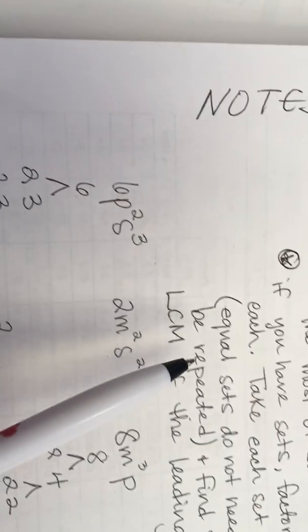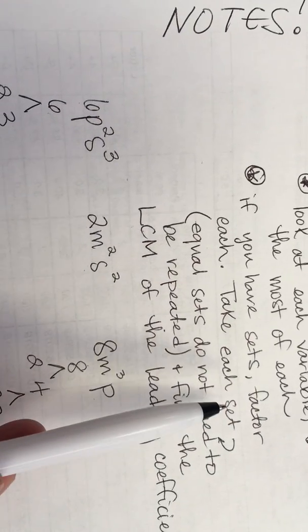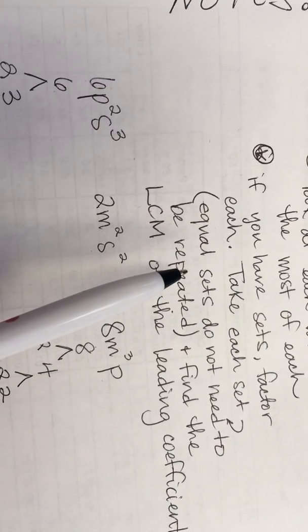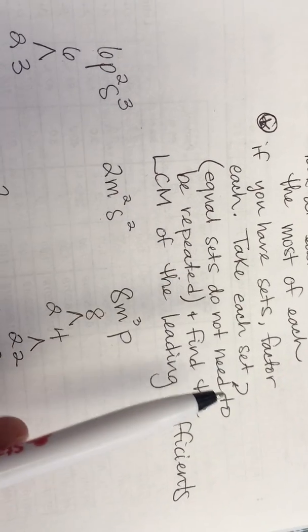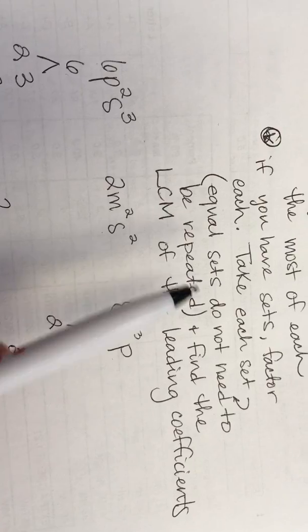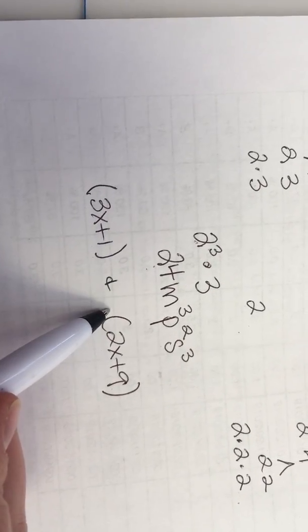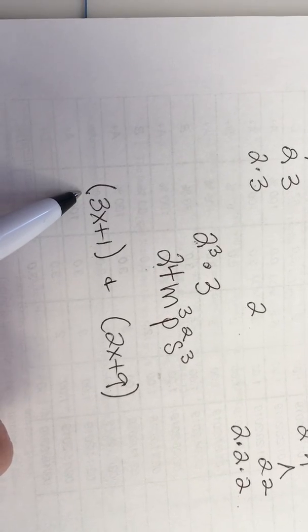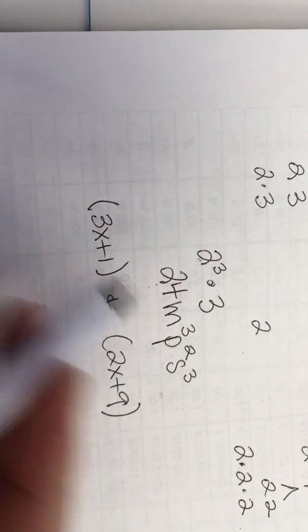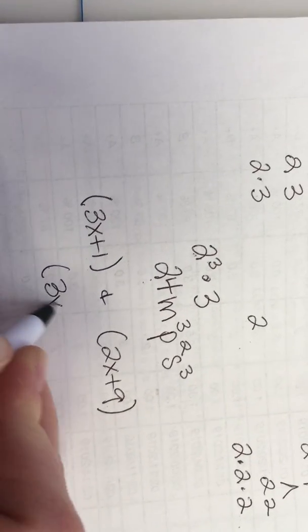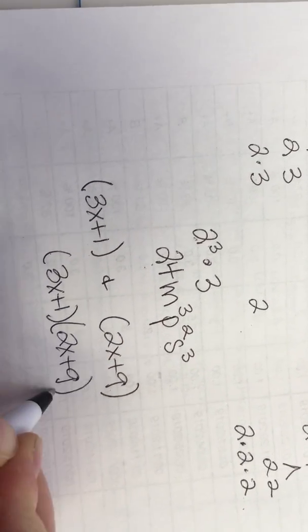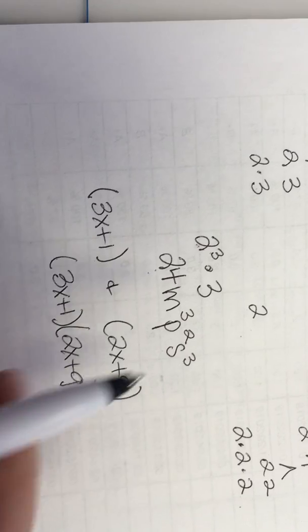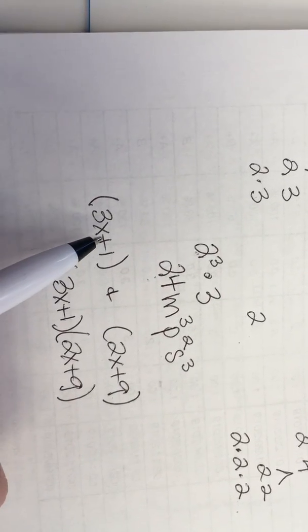Okay? So then it says, take each set, and what I mean by this is, if they repeat sets, you don't have to take them, but we'll find the LCM of them and of their leading coefficients. Well, we didn't take anything out, so we don't have any leading coefficients. All right, but it does say take each set. So I have to have 3x plus 1, and I have to have 2x plus 9. Done.